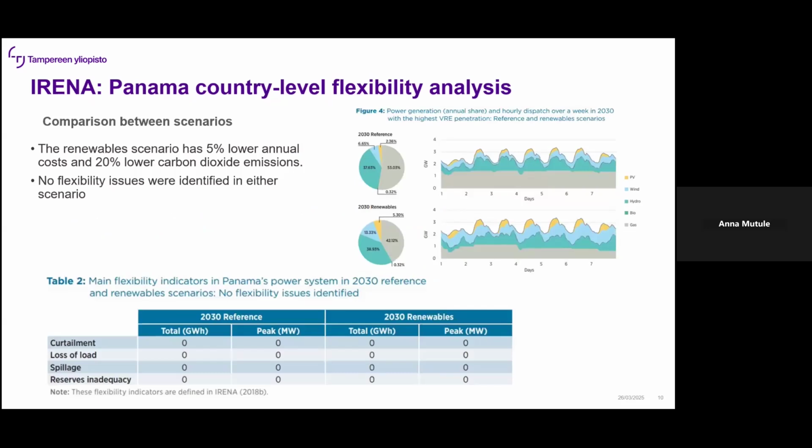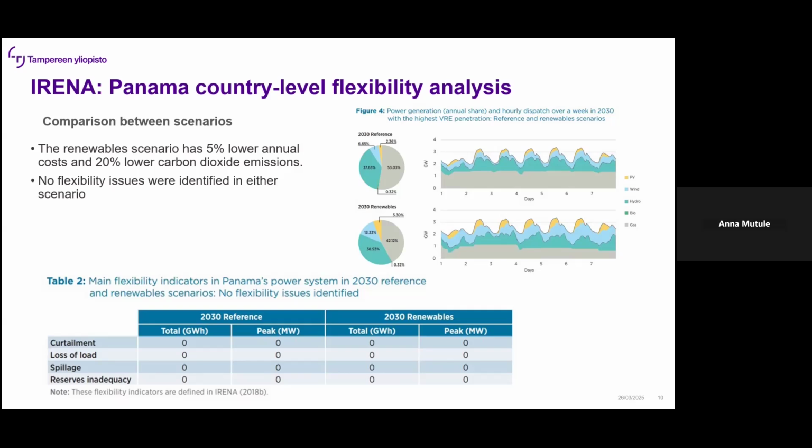The figure on the right shows annual electricity generation and dispatch for a high renewable week in each scenario. As expected, the renewable scenario results in a higher share of variable renewable energy and consequently a greater need for ramping. The system, thanks to Panama's flexible hydropower and planned gas-fired generation, was able to manage those requirements effectively.